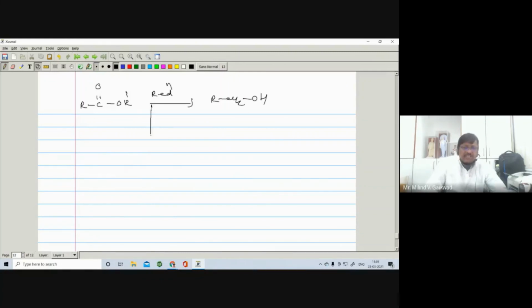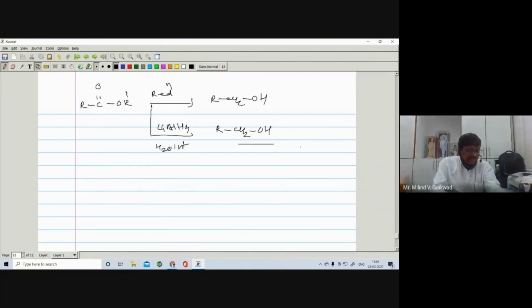For example, if you treat with lithium aluminum hydride followed by hydrolysis in the presence of acid, there is a formation of the corresponding primary alcohol. So in this way, we have completed the ester. Only the last point has remained, that is the chemistry of amide.